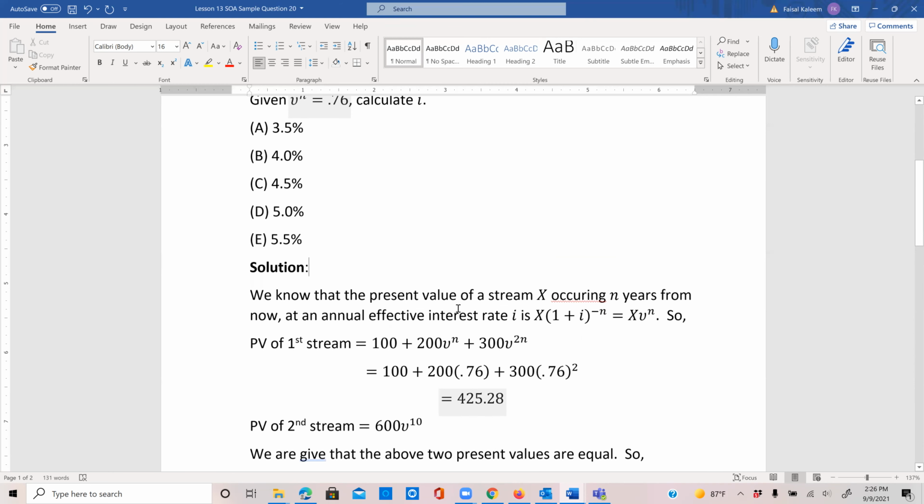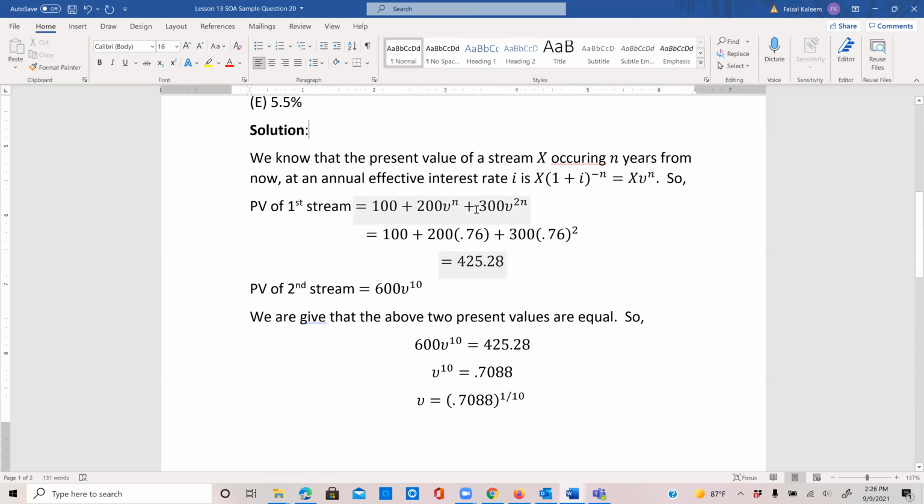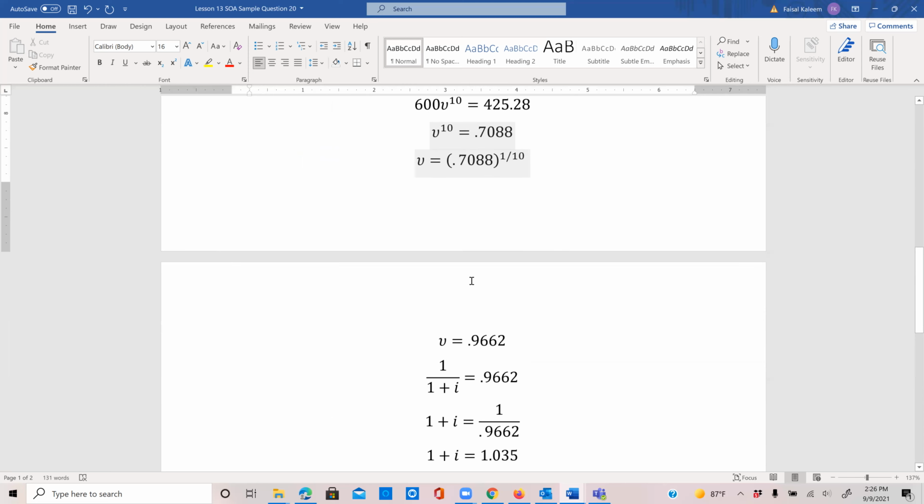Now the second stream has just one payment of 600 occurring in 10 years, so its present value would be 600 times ν to the 10. We are told that the present values of the two streams are equal, so 600 ν to the 10 is equal to 425.28. First divide by 600, then take the 10th root, and we get ν equals 0.9662.